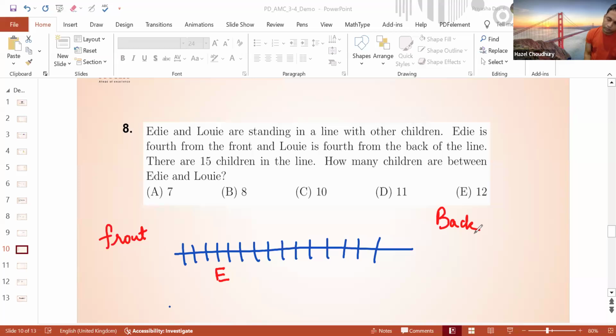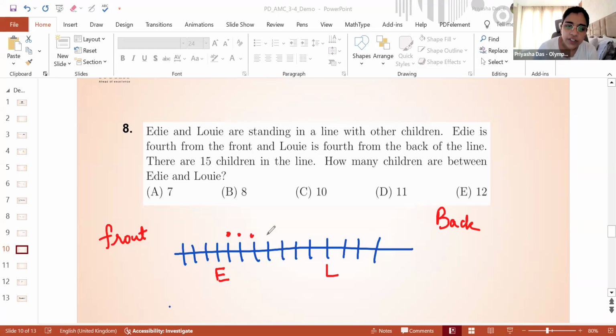Then Louis is fourth from the back of the line. 1, 2, 3, 4. Louis is here. 7 is the answer. Let's see. 1, 2, 3, 4, 5, 6, 7. That's the right answer. But Hazel, imagine they don't give you 15 children and give you some 45 or 105.